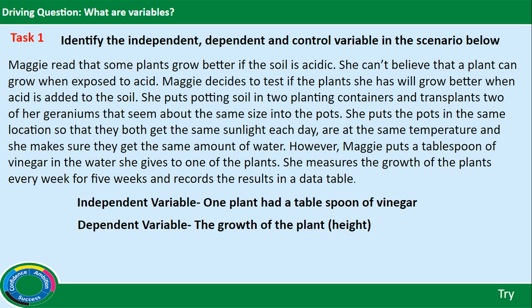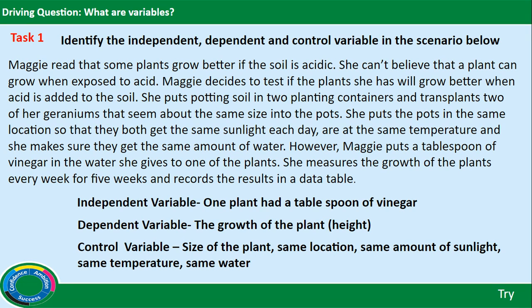Dependent variable is what she's going to measure. She's measuring the growth of her plants. Obviously, the height to which the plants grow, whether it's in meters or centimeters or whatever. She's measuring the growth. So whatever you measure in an experiment is a dependent variable.